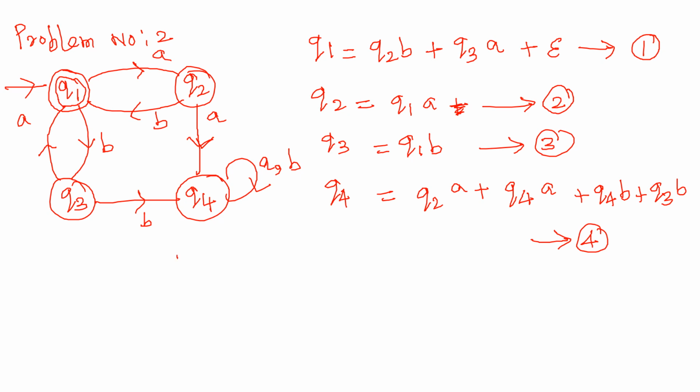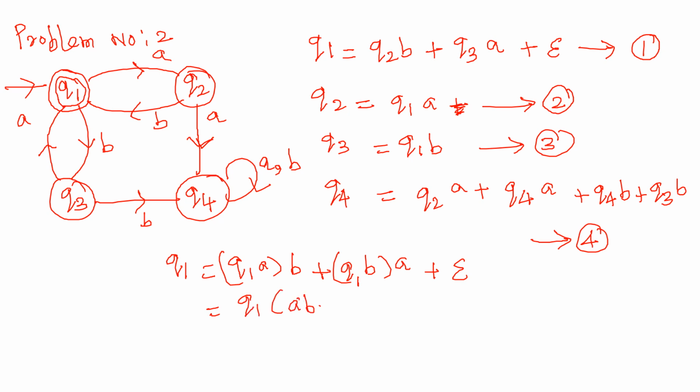I am simply taking Q1. Q2 value you know, that is Q1 A, then B plus Q3. Q3 you are having Q1 B, then A plus epsilon. So you can simplify again. Q1 of AB plus BA plus epsilon. Okay, Q1.